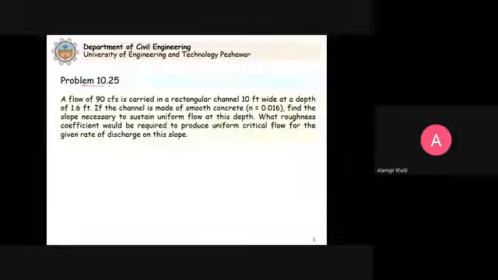So this is problem 10.25 in your textbook. A flow of 90 CFS is carried in a rectangular channel that is 10 feet wide at a depth of 1.6 feet. So the width and the depth are given, and the discharge is given. If the channel is made of smooth concrete, now the Manning's N is given. Find the slope necessary to sustain uniform flow at this depth.